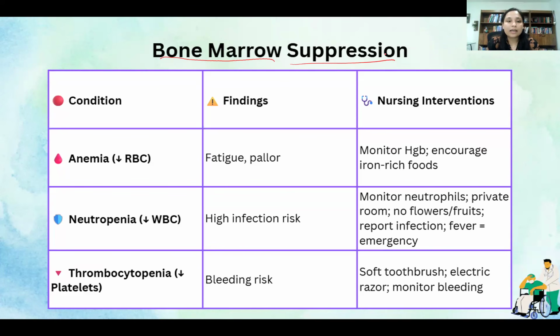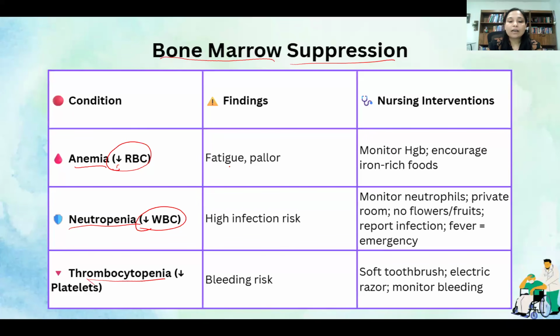Bone marrow is something that helps in the production of WBC, RBC, and platelets. When the patient's bone marrow is suppressed, RBC decreases, platelets decrease, and WBC count also decreases. With that, if RBC goes down, the patient will develop anemia. If WBC count goes down, the patient will develop neutropenia, with higher risk of infection. And if platelets go down, the patient develops thrombocytopenia.